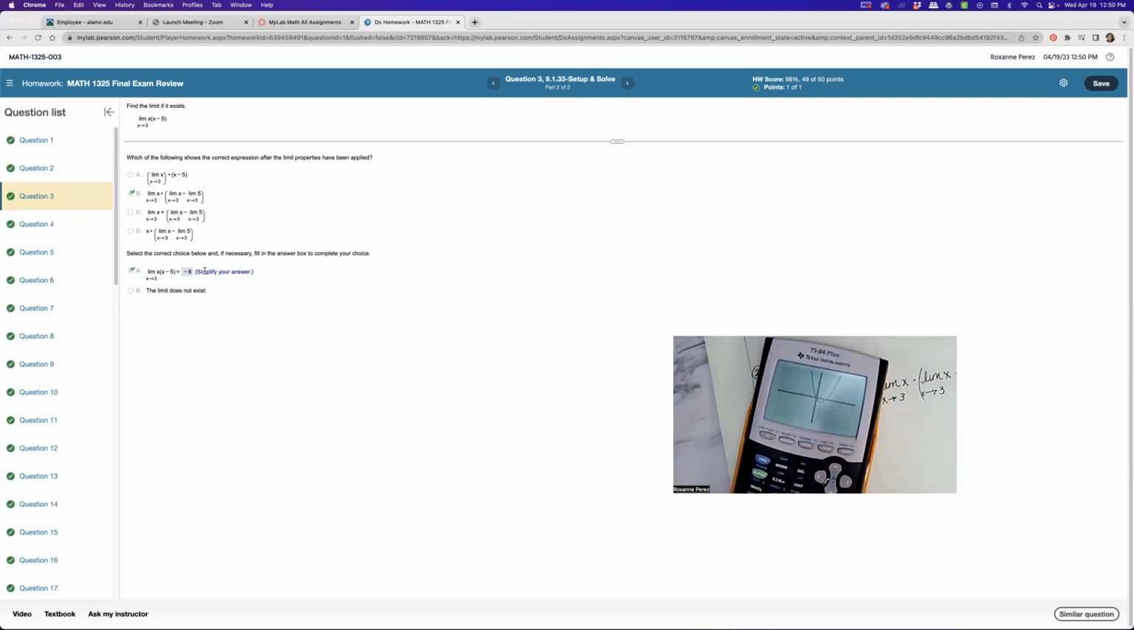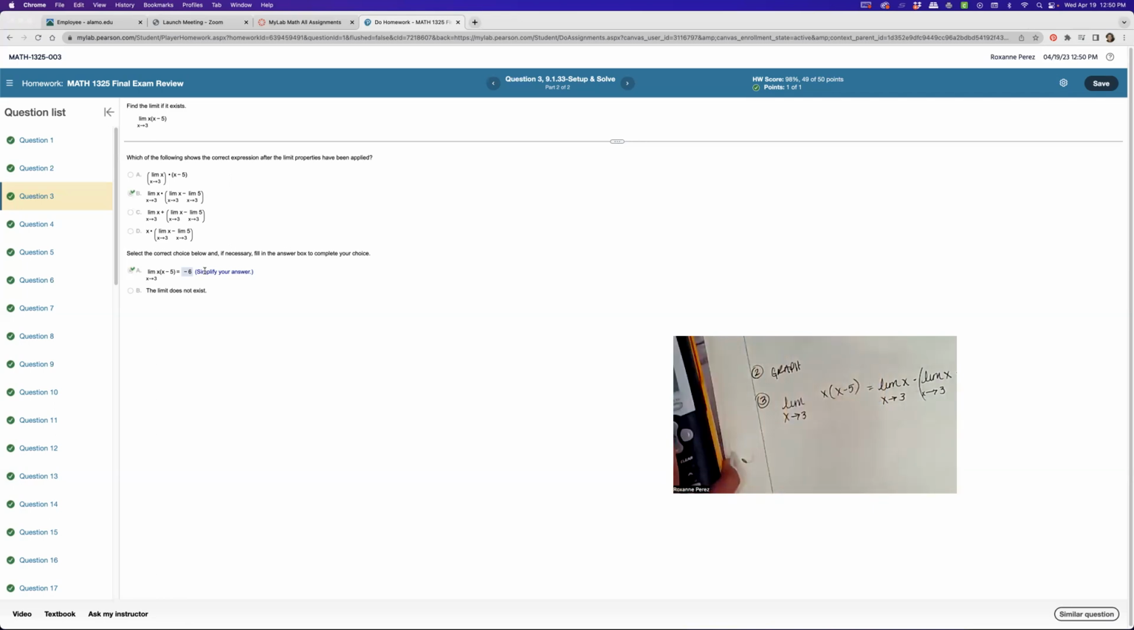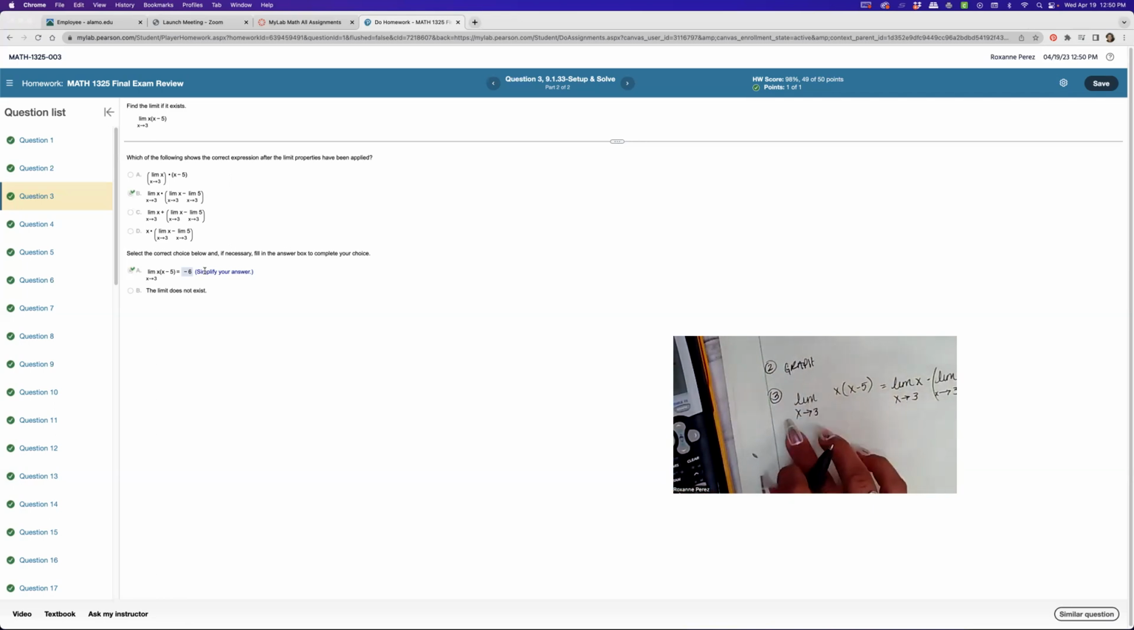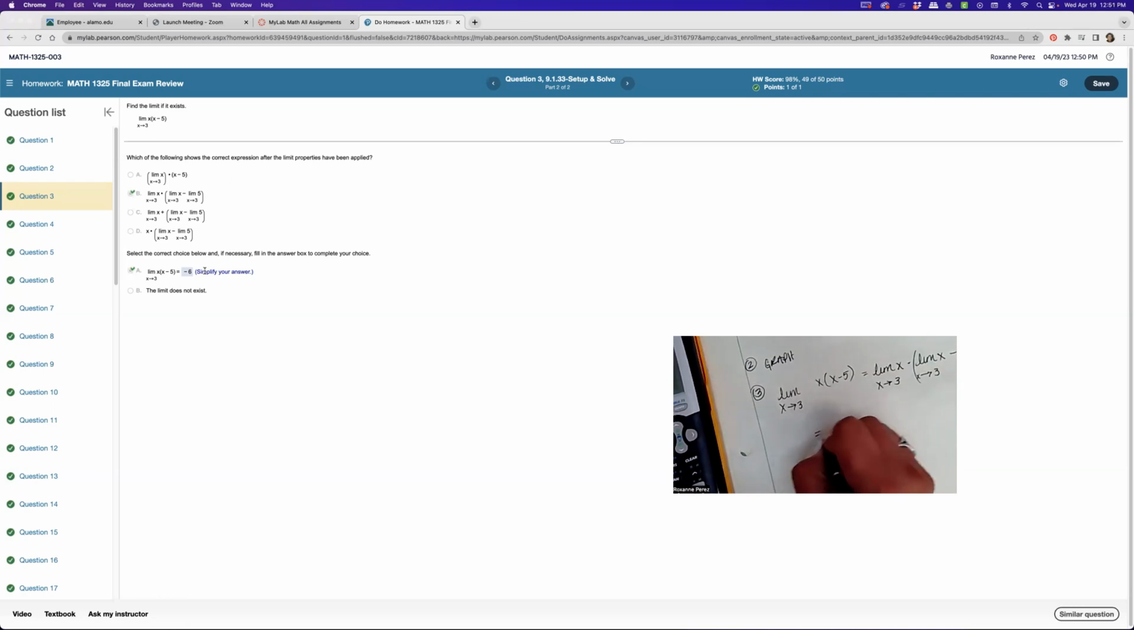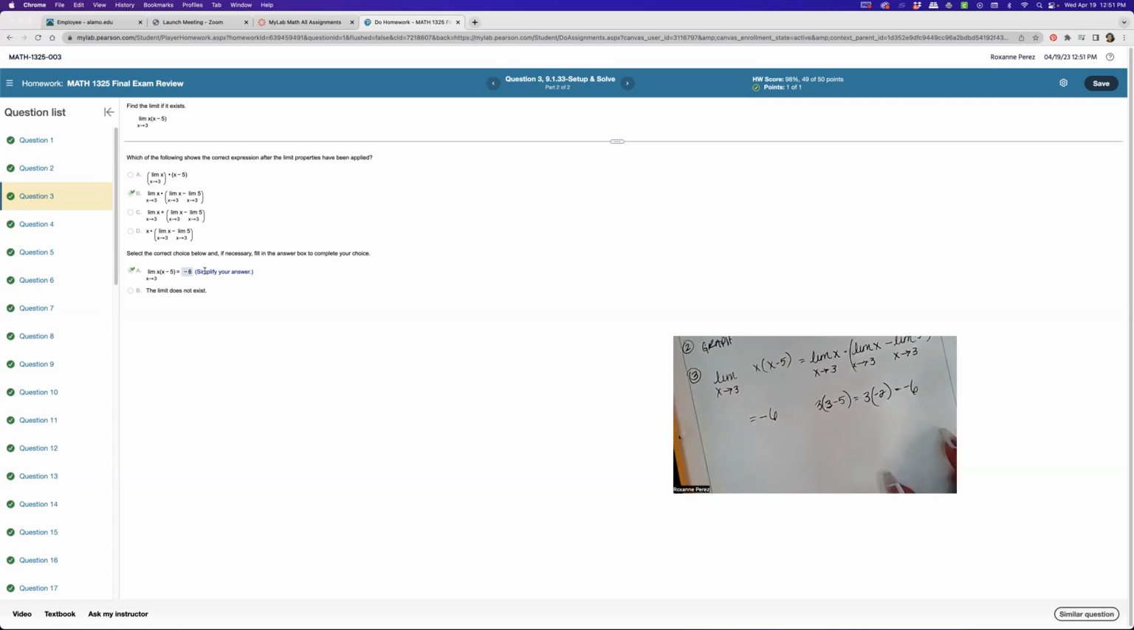And again, we can do that in our graph. Second trace, 1, x equals 3. Enter, your y value is negative 6. So this limit as x approaches 3 for x times x minus 5 is equal to negative 6. And you can also just do that by calculating longhand, right? So 3 times 3 minus 5, which is going to give you 3 times a negative 2, which is negative 6. Okay.